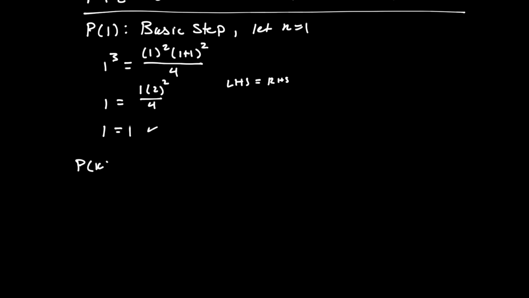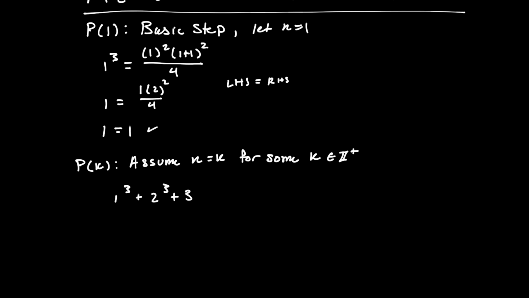Now, the next step is our assumption. So we assume that n is equal to k for some k that is a positive integer. So now we sub k into our original statement.